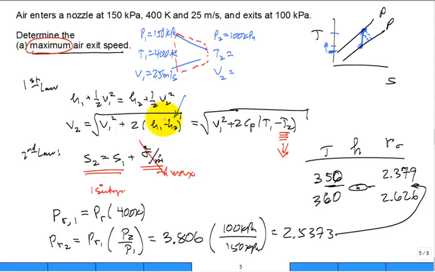If you do it with constant specific heats, I calculated that the exit temperature was 357 Kelvin, and that the exit speed V2 was 298 meters per second.